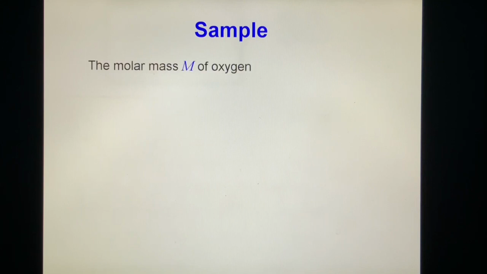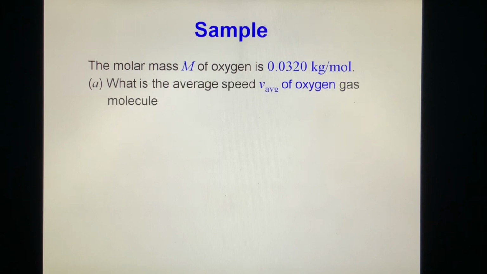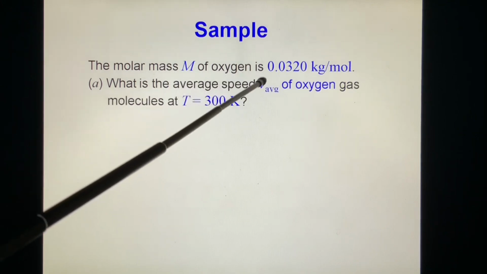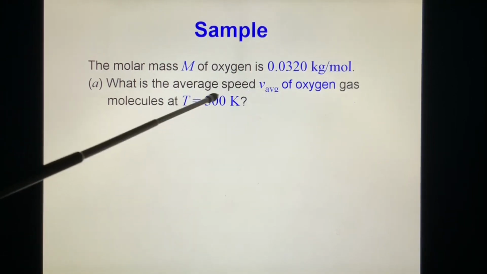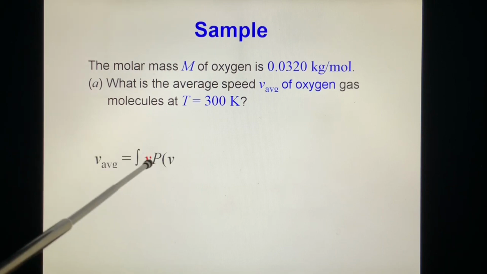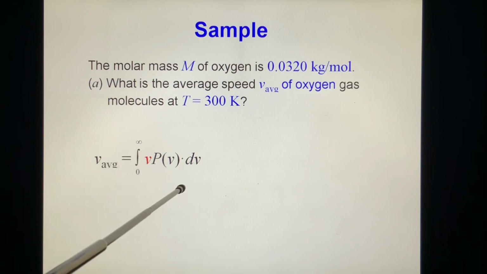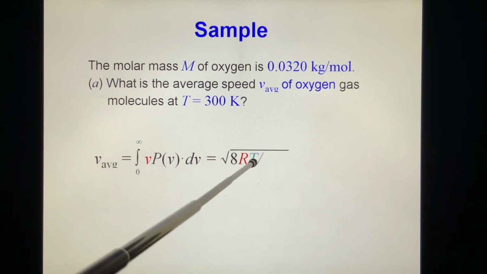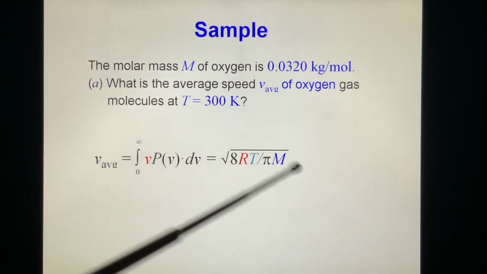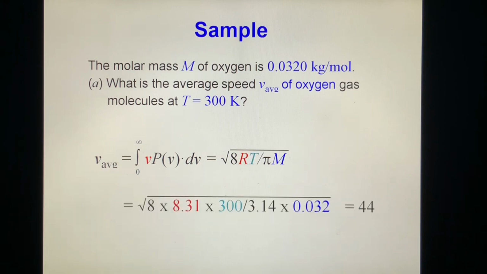Sample. The molar mass M of oxygen is 0.0320 kilogram per mole. Question A: what is the average speed, v average, of an oxygen gas molecule at T equals 300 K? This is very simple, straightforward. We integrate from 0 to infinity. This is the average speed, equal to the square root of 8RT over pi M. We have calculators, we put the numbers inside. We have M, we have T. Very simple, straightforward. About 445 meters per second. This is the speed of oxygen at room temperature.